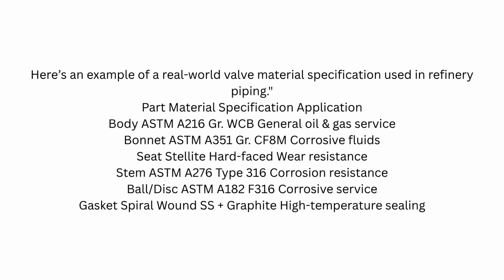Here's an example of a real-world valve material specification used in piping. Part, material specification, application. Body: ASTM A216 grade WCB, general oil and gas service. Bonnet: ASTM A351 grade CF8M, corrosive fluids. Seat: Stellite, hard-faced wear resistance. Stem: ASTM A276 type 316, corrosion resistance. Ball or disc: ASTM A182 F316, corrosive service. Gasket: spiral wound, SS plus graphite, high temperature sealing.